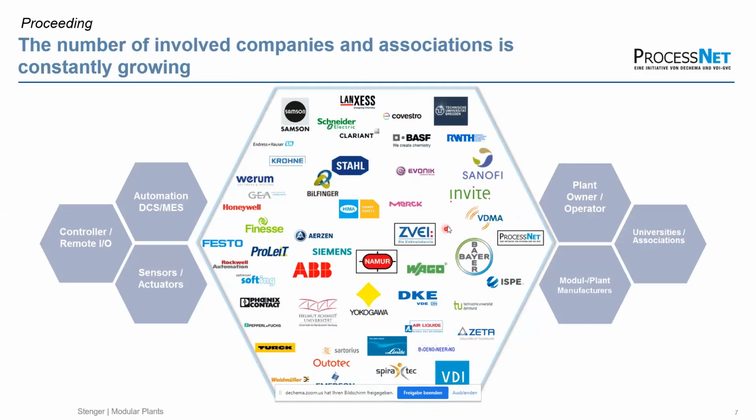Owner operators like Merck, Evonik, BASF, and so on in the chemical industry, as well as the key players in automation technology like Siemens, ABB, but also DCS systems, Honeywell, Emerson, Yokogawa, and so on. They all joined in order to bring that technology further. So how did we start actually?